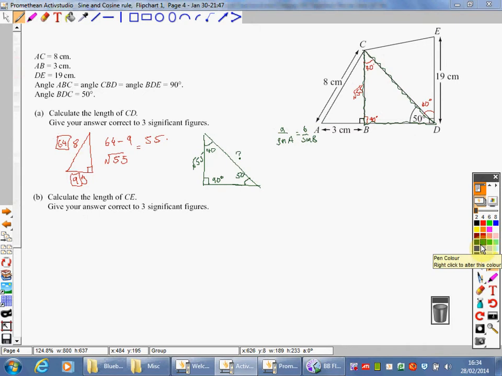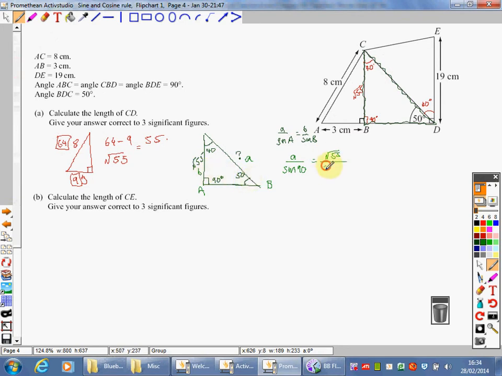I want side A, so I'm going to call that side A. That means that must be angle A. I've got B over sine B. I didn't worry about the C over sine C because I didn't need it. I just need this side here. So I'm going to have to call this side here B, which means that that there is angle B. Now I put my information into this formula. A is what I don't know, divided by the sine of A, which is 90, equals B, which is the square root of 55, divided by the sine of B, which is 50.